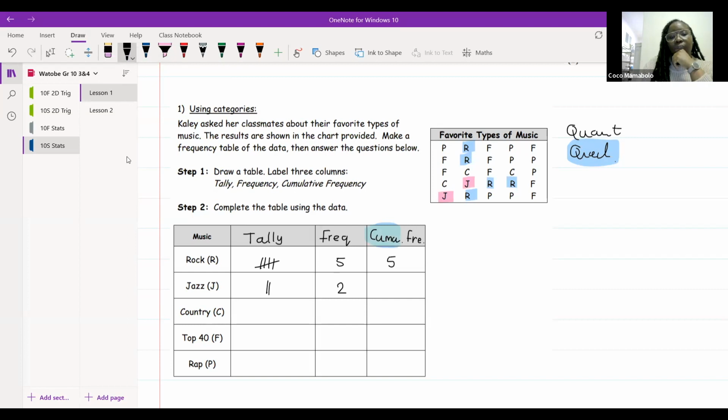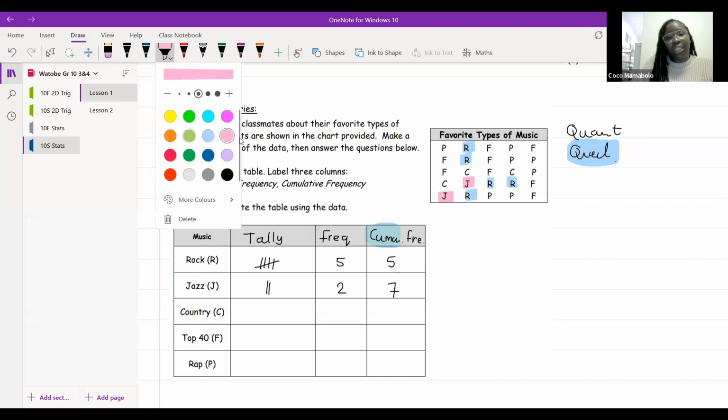Ma'am, I think 2 maybe. Ma'am, what's the difference between frequency and accumulated frequency? Cumulative frequency is how many people have we counted so far? We've counted 5 for rock and 2 for jazz. So altogether, how many kids have we counted? 7. So the cumulative frequency will go up to 7. Don't go away, Tiana. Let's do the next one.